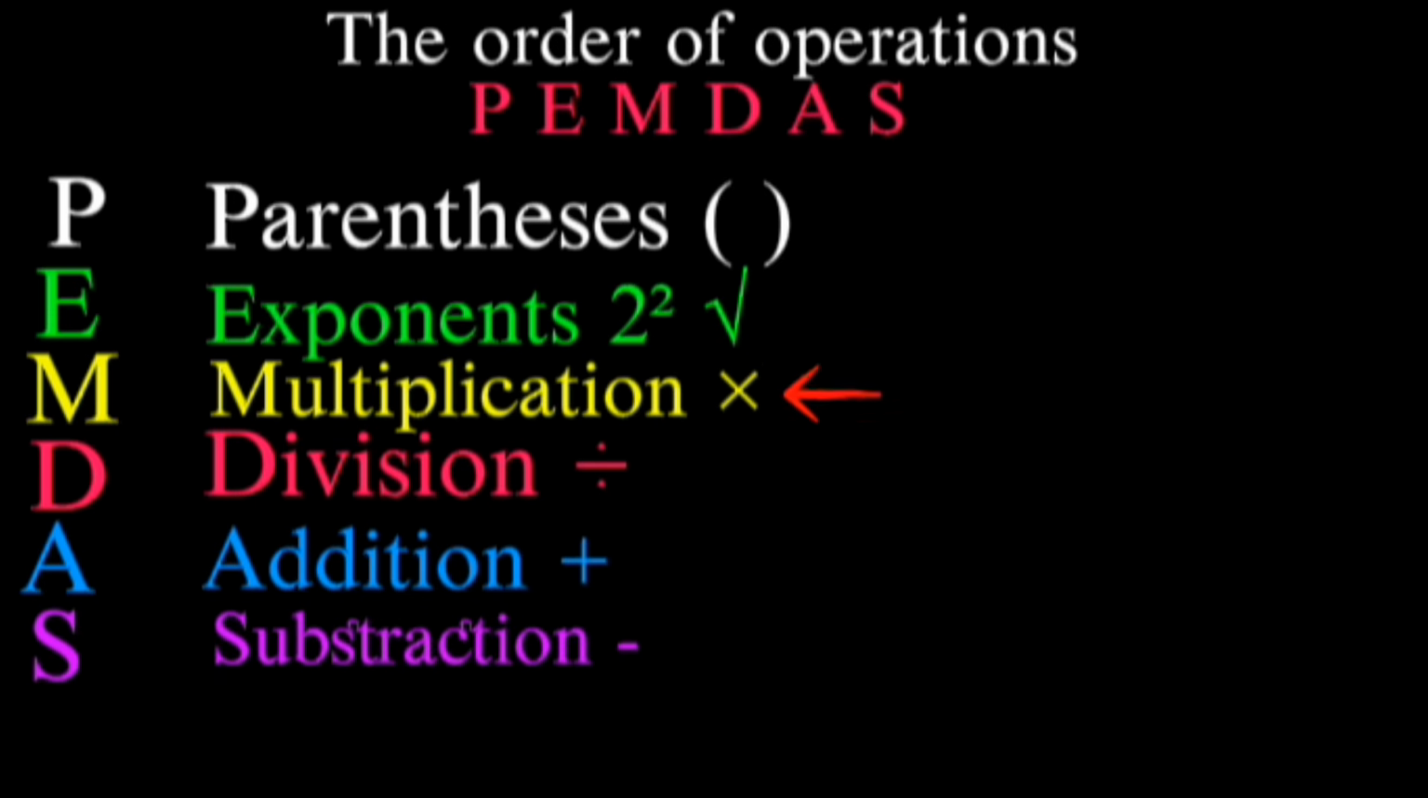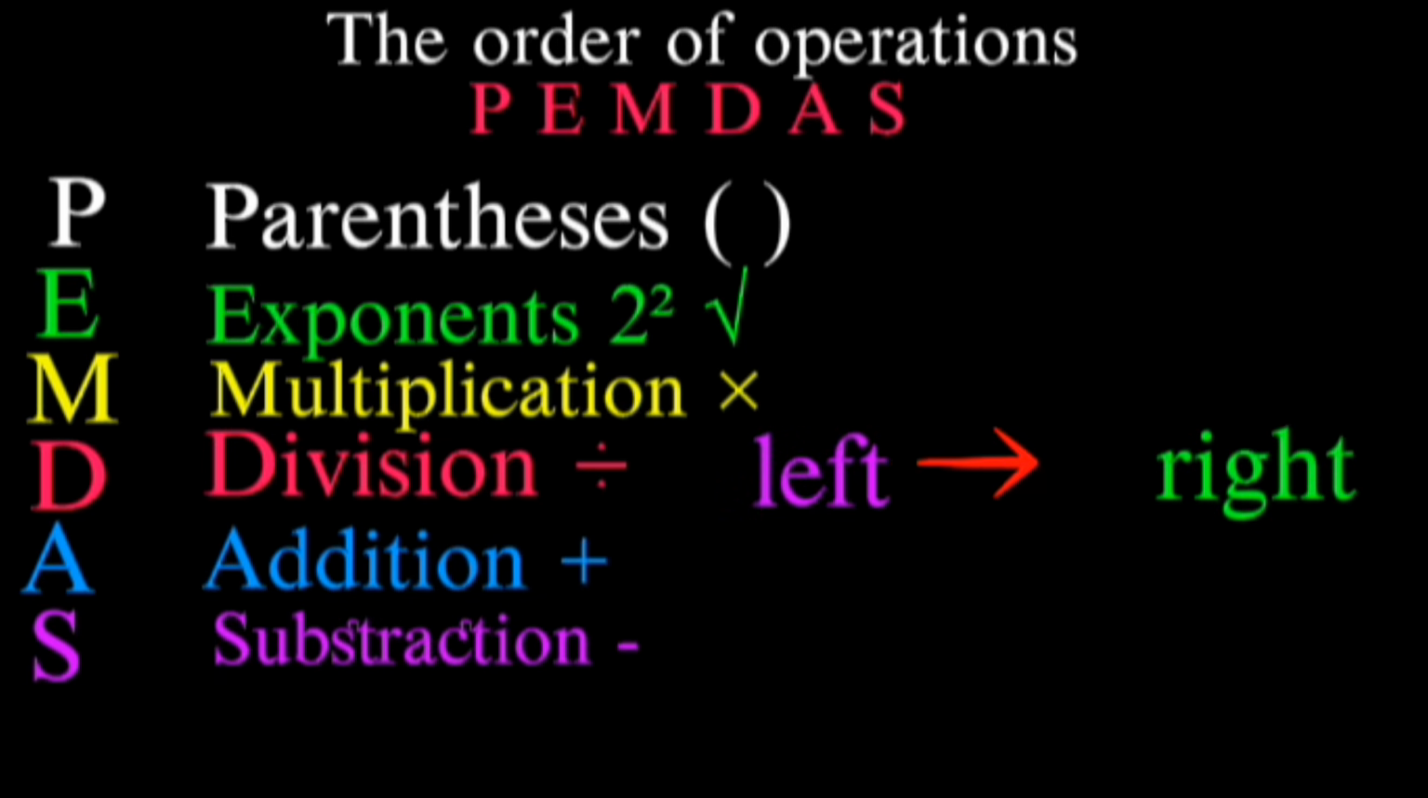Remember that multiplication and division have equal priority, and when calculating, we move from left to right. Whichever comes first, we perform that operation first. The same applies to addition and subtraction.